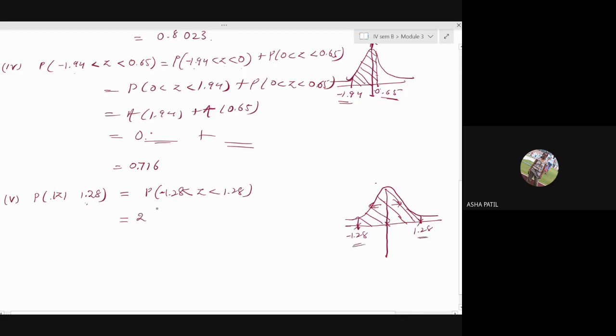So you can write it is 2 times probability that 0 less than z less than 1.28. So it is 2 times A of 1.28. So whatever the value you have for 1.28, I think it is 0.3997. Check out the value.